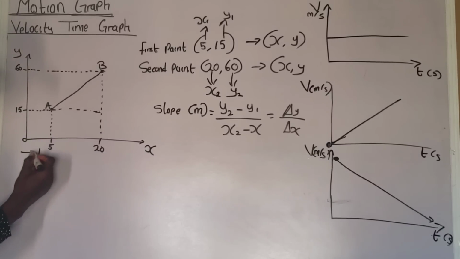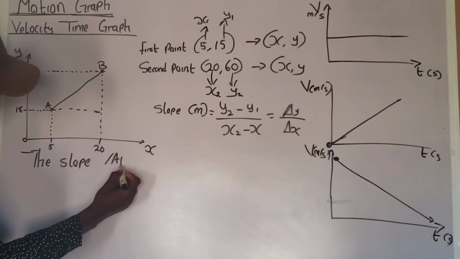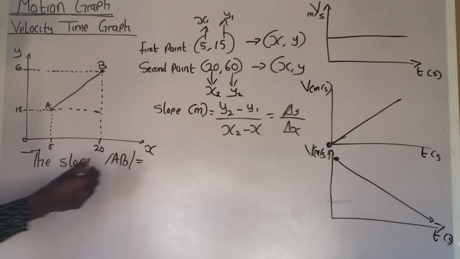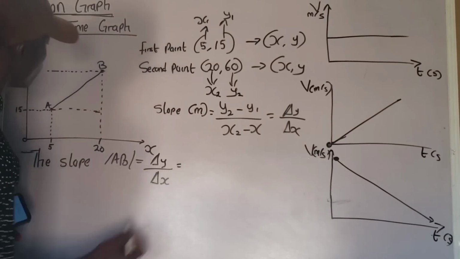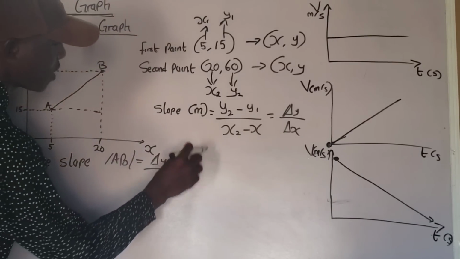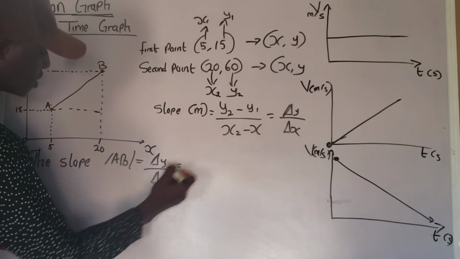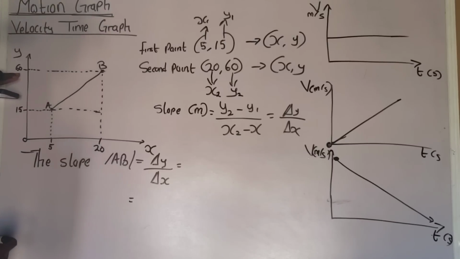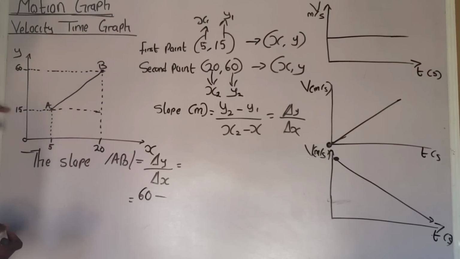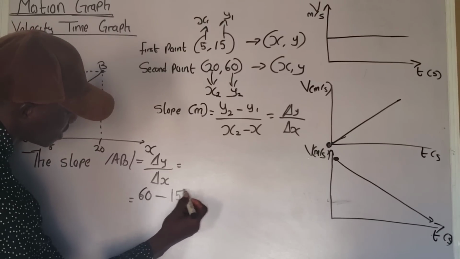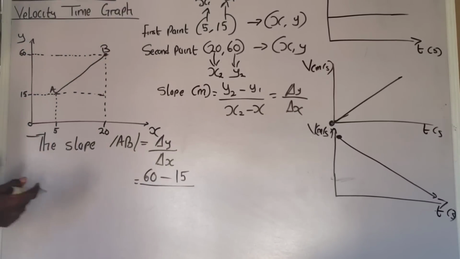The slope of line AB is equal to change in y all over change in x. So I'm going to have y2 minus y1. y2 is 60, so I'm going to have 60 minus y1. y1 is 15, so 60 minus 15, all over change in x.